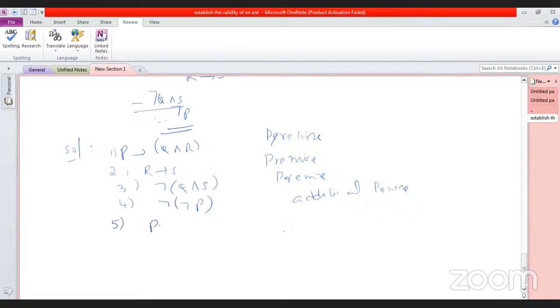Step 5 is double negation. Why? Because the negation of negation of P is P. That is the double negation we are writing here. Q and R we are taking here. Step 1 is a premise, and 5 is double negation.